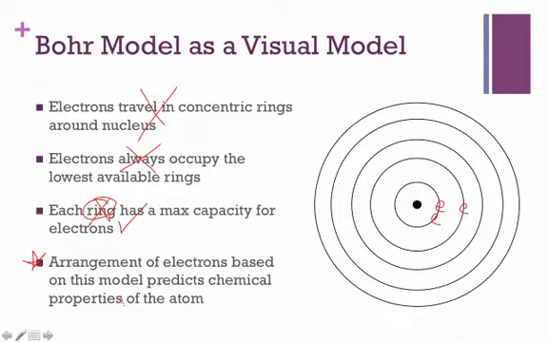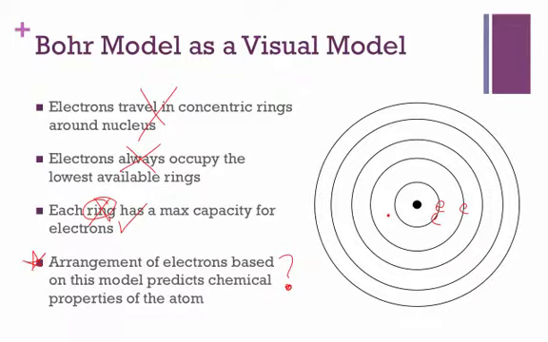There's different things, but they do have max capacities. And finally, our last bullet here, this model is actually capable of making certain predictions about the chemical properties of an atom, but those predictions are necessarily limited because the model itself is a little bit too simple. It's only able to make some predictions about some characteristics, and it's ineffective with others.